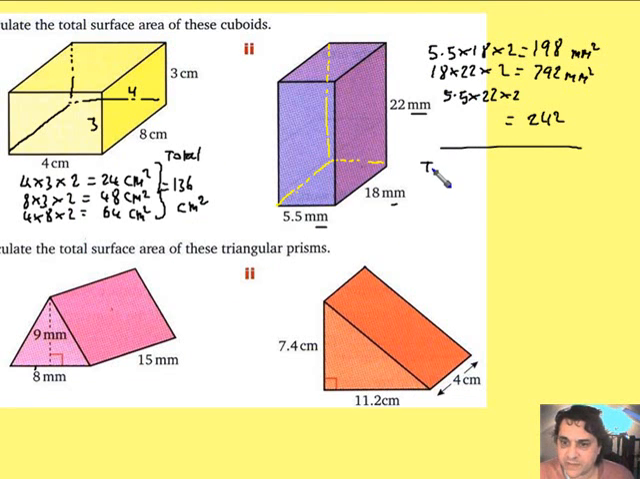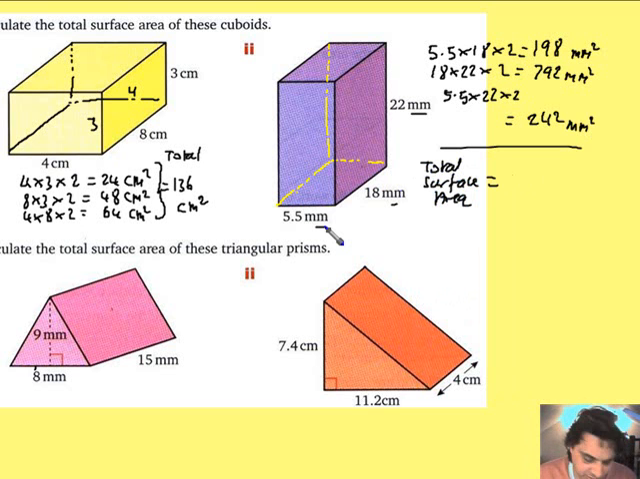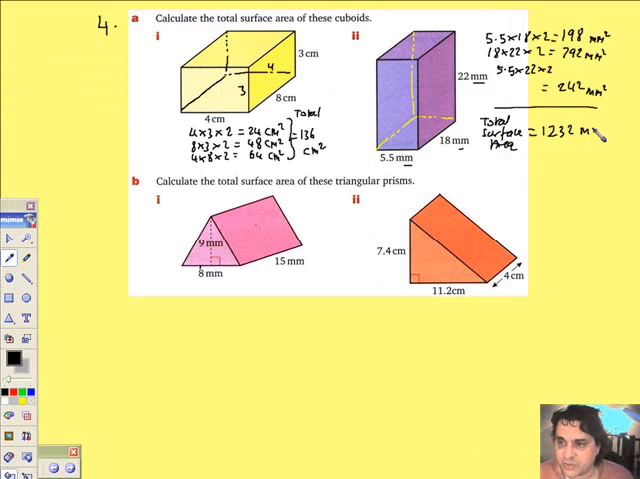Must get the total surface area. Add up that little lot there, that's millimetres squared of course. I've got 198, I've got 792, and I'm going to add on 242 as well. That gives me 1,232 millimetres squared of surface area.